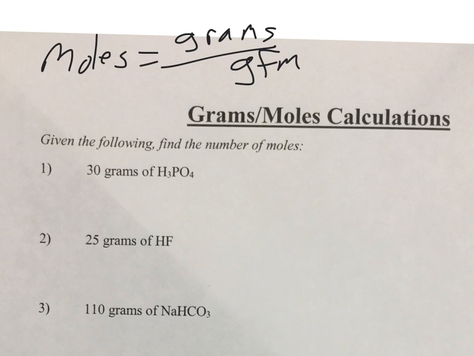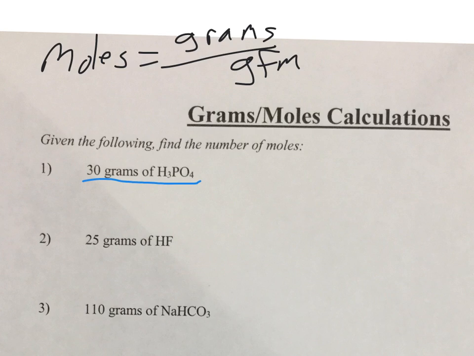Okay, so the first thing you do is, well, let's go ahead and do number 1 over here. What is it that they're giving you? The 30 grams of H3PO4. So you always set that up first. That's the first thing you write down. Now, don't forget that that chemical formula is part of your problem, okay?